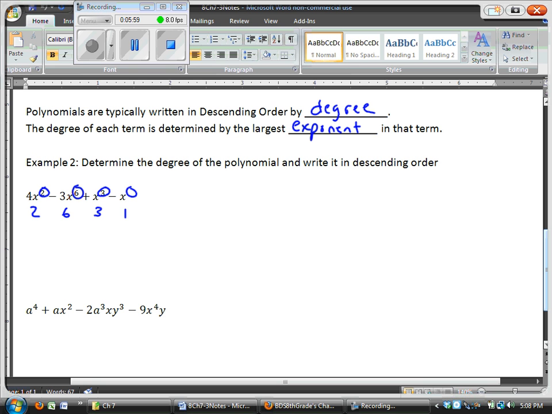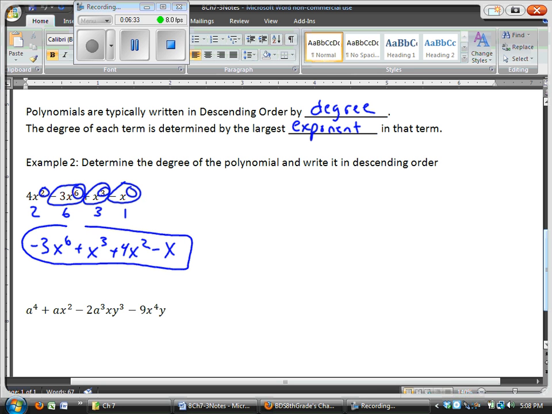So I need to write the term with the largest first, which means I'm going to write negative 3x to the 6th first. Always remember, the sign that's in front of your variable is the sign that goes with it. So the negative 3x to the 6th. Then I'm down to third, so it's a positive x cubed, a positive 4x squared, and a negative x to the first. Okay? So there's my polynomial in descending order, 6, 3, 2, 1.